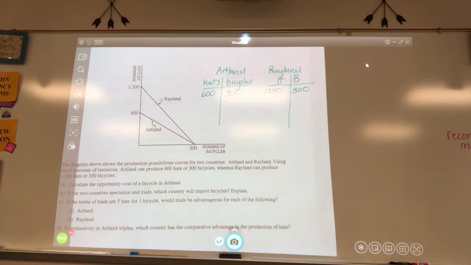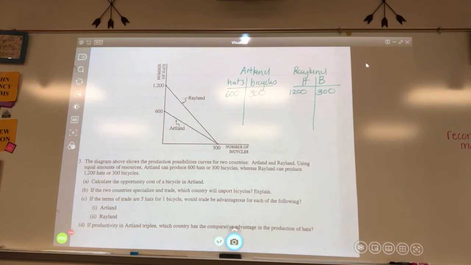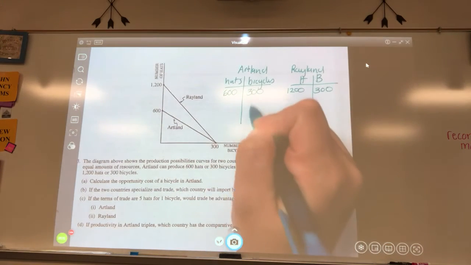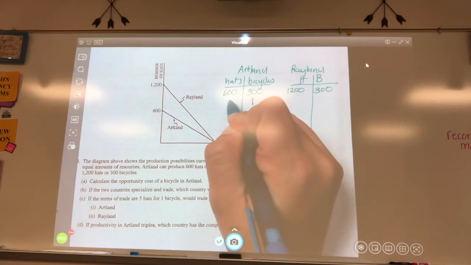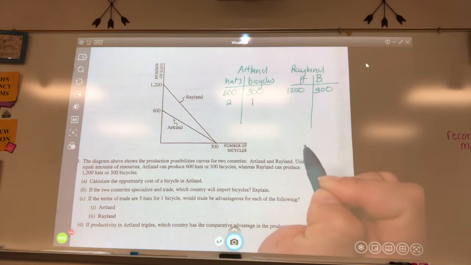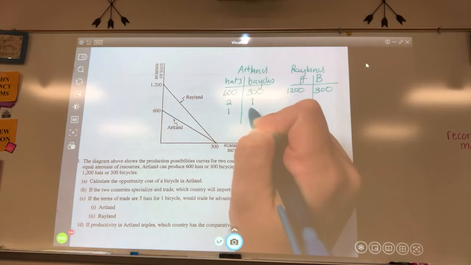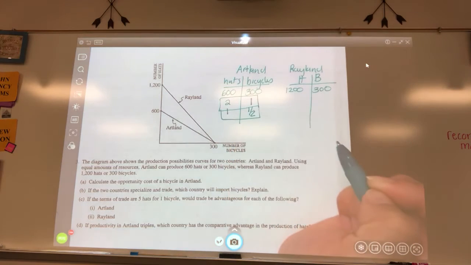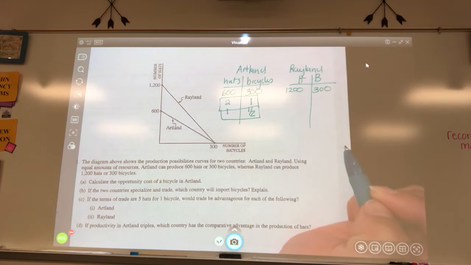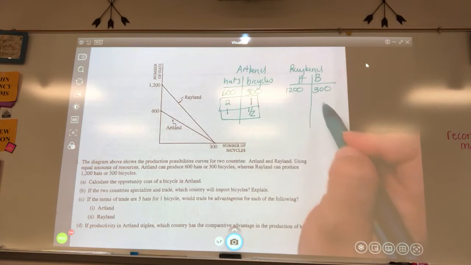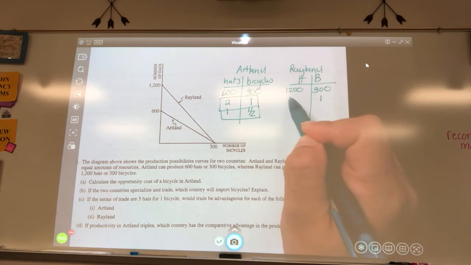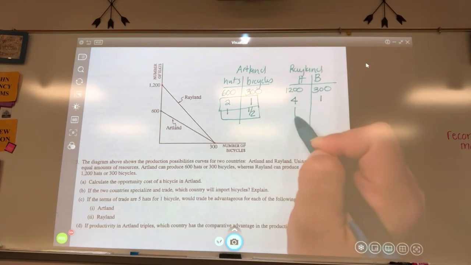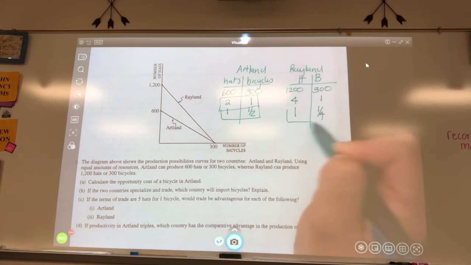Okay, so everybody have their equation set up? I'm going to look at Artland. What should I do here? And so that gives me what? 1 for bicycles and what for hats? 2. Okay, then what do I do? That gives me 1 and that gives me 2. And again, we know that they're reciprocals, but I just need to know the terms of trade in case they ask me. So then for Rayland, what do I divide by? 300. That gives me 1 and that gives me what? 4. And then I divide by what? That gives me 1 and that gives me 4.